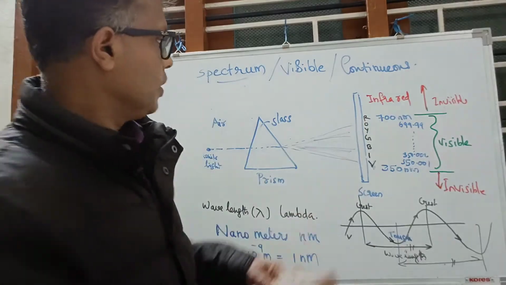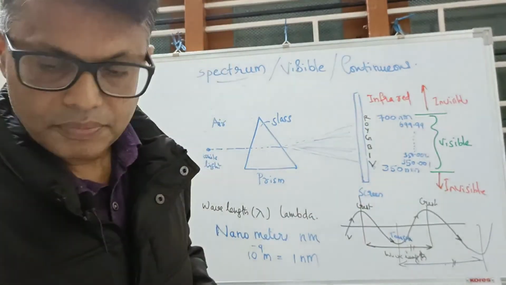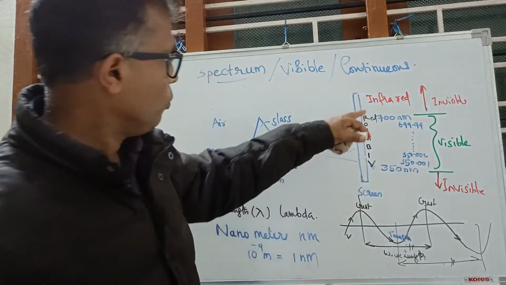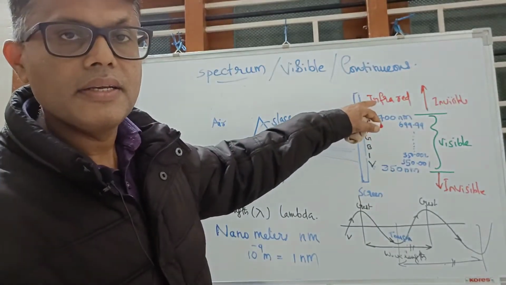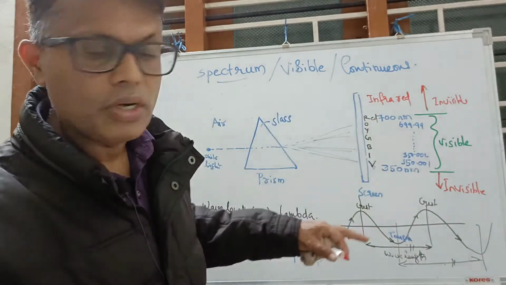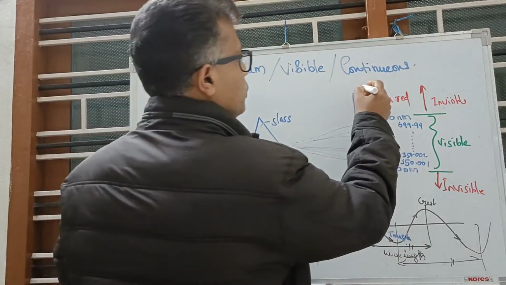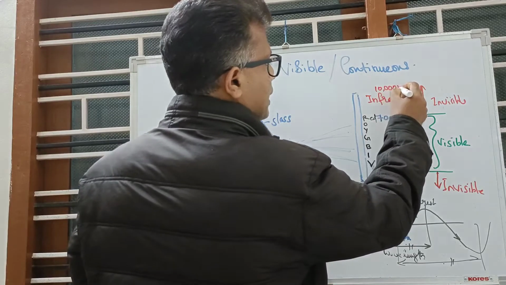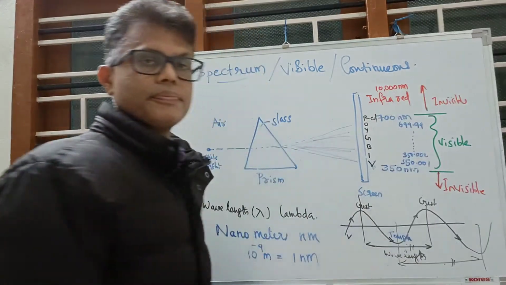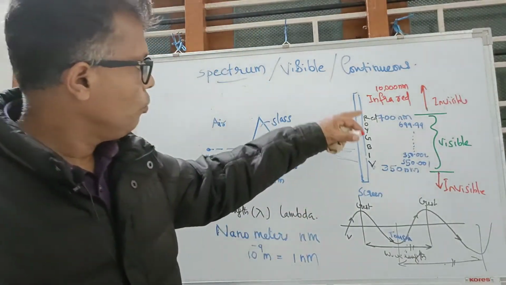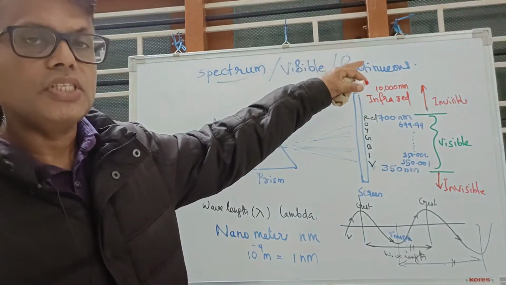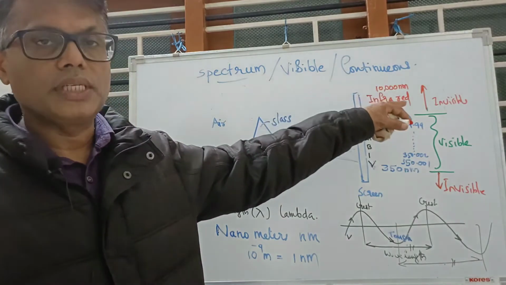Clear, no? This one is the red. See here it is red. So above will be infrared. Infrared, it is not visible. It will go up to 10,000 nanometers. So now you know red, above the red is infrared. It is the invisible range up to 10,000 nanometers.